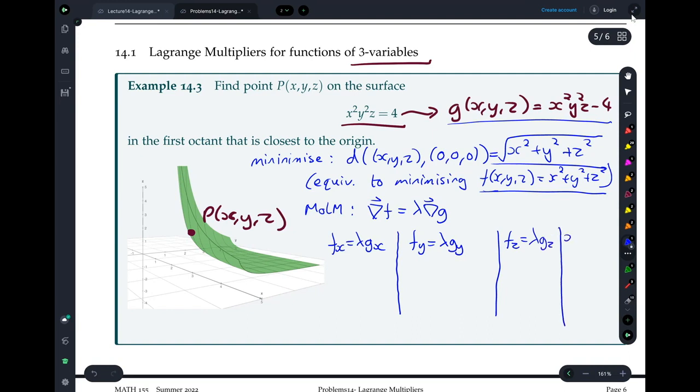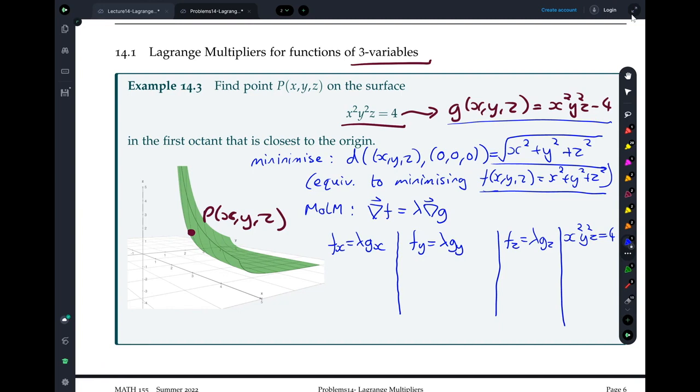And then we've also got our constraint x squared y squared z is equal to 4. Okay, so now we've got 4 variables, 4 unknowns, x, y, z, and lambda, and we've got 4 equations. Okay, we need to solve these. So the first thing we need to do is work out our partials.